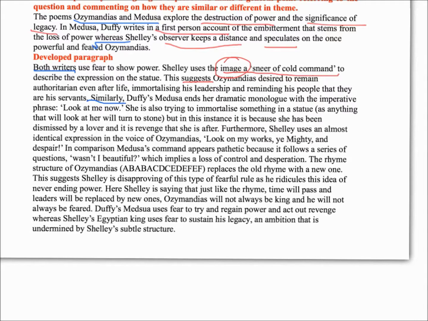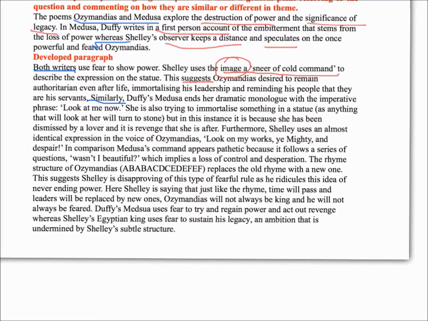Then it compares straight to Duffy. So this is a really good way of doing it, having a point, evidence, explanation or analysis, and then going straight in to a comparison with another point, evidence, analysis of the other poems. So let's see how we've done this one.